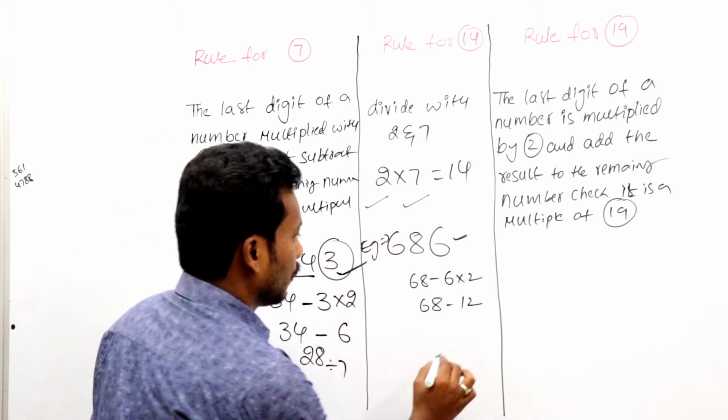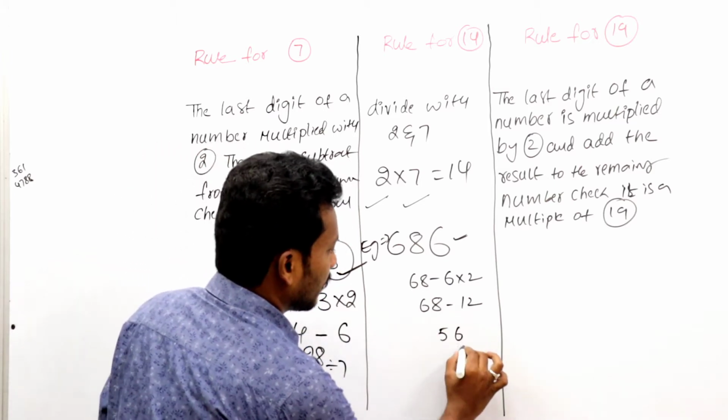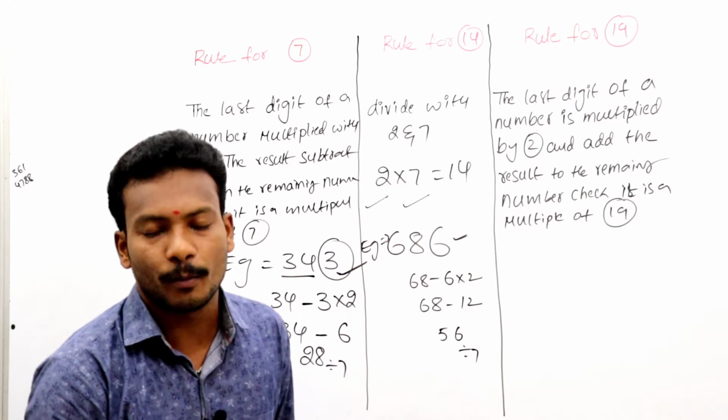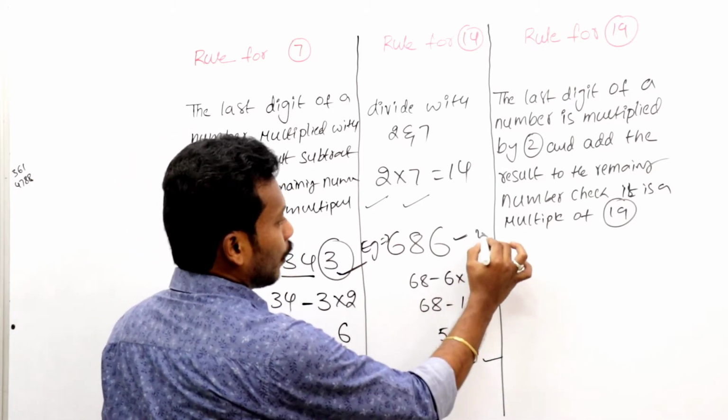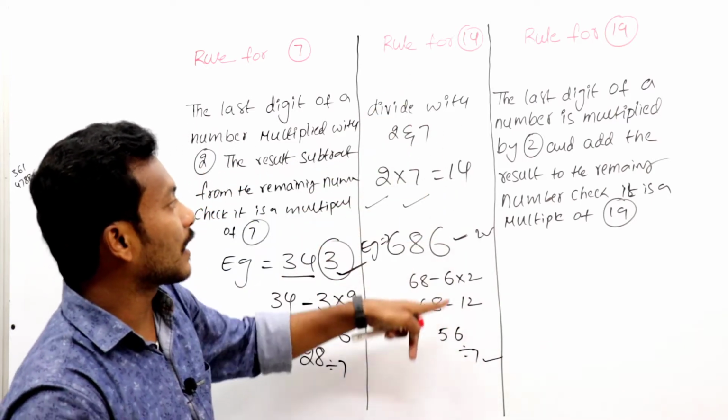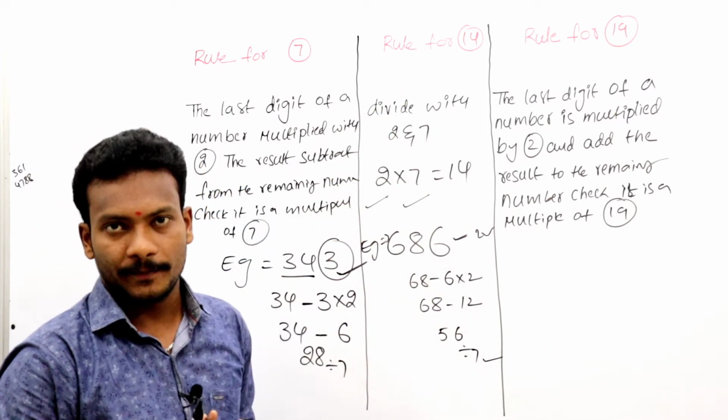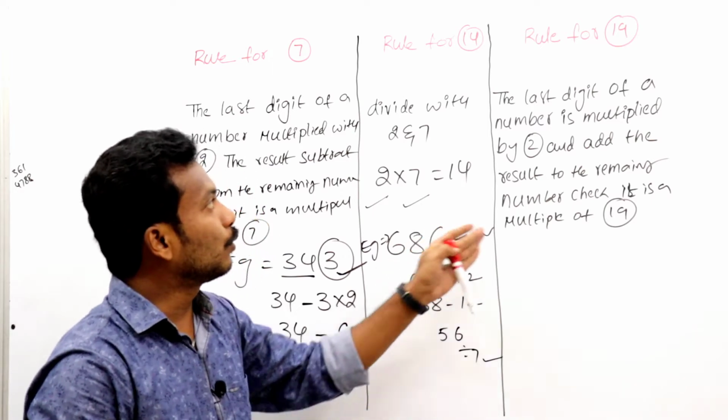68 minus 12, that is 56. 56 is exactly cancelled with 7. How many times? 8 times. Now the number is cancelled with 7 and then 2. That's why the total number is also cancelled with 14. Okay, now move to 19.